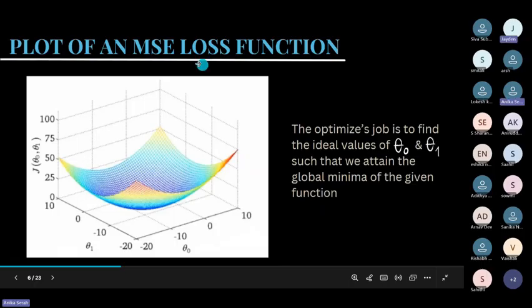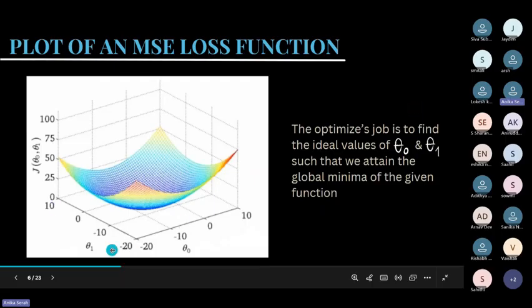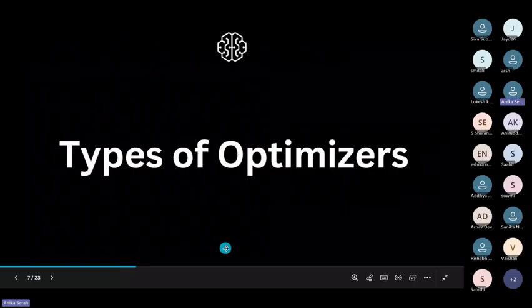For mean squared error, the plot of a loss function is essentially going to be a paraboloid. It's just a squared function of the weights and biases. So it's going to look like this, and there's going to be a minima. The optimizer's job is to find ideal values of these parameters, like theta naught and theta one, which can be multiple weights and biases, so that you actually reach this minima.